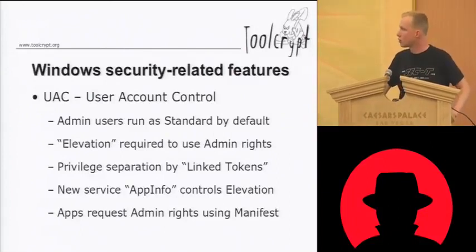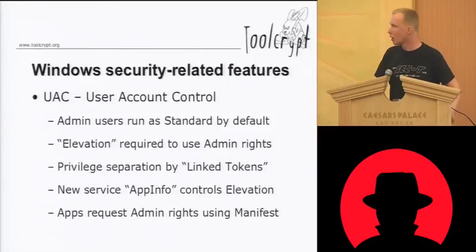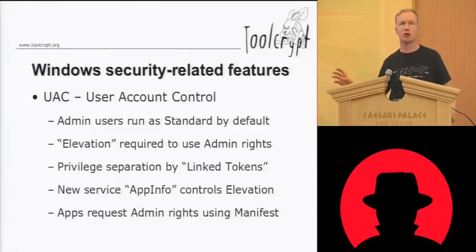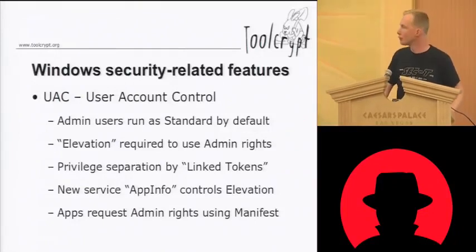So they also introduced a new service running with system privileges called the AppInfo service that is triggered by the Windows GUI or the Windows shell when it, for example, sees that this might be a setup program that you're running, or you're trying to copy files to a directory which you're not allowed to write to.